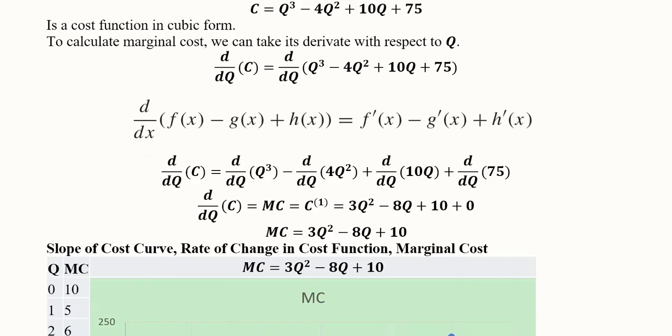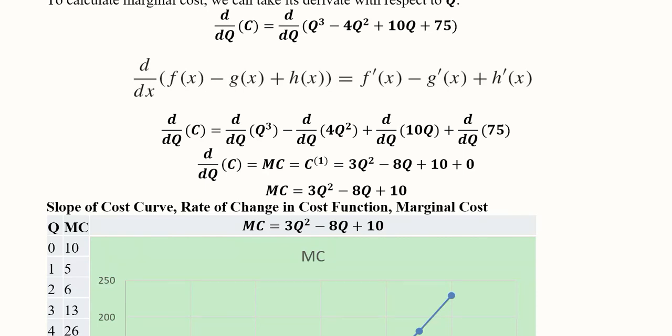Now this is an interesting situation because there is a negative sign. So these two functions are being subtracted, these two are being added, and these two are also being added. It means that a composite situation will be there. We will apply the difference rule as well as the sum rule simultaneously. So the derivative of q cubed is calculated, the derivative of 4q squared is calculated, of 10q it is calculated, and of 75 it is calculated.